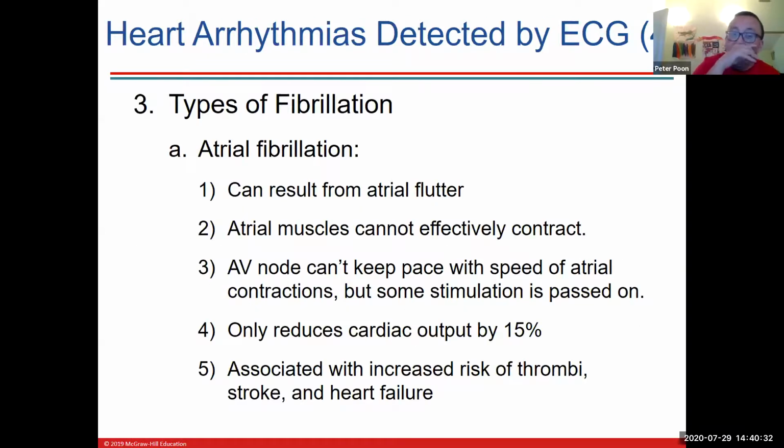Okay, AFib, atrial fibrillation. The atrial muscles can't effectively contract. The AV node can't keep pace with the atrial contractions, but some stimulations are passed on. So this reduces cardiac output by only 15%, because again, gravity pulls the blood from the atria to the ventricles usually on its own. But you have a tendency to form clots, so thrombi, stroke, heart failure.